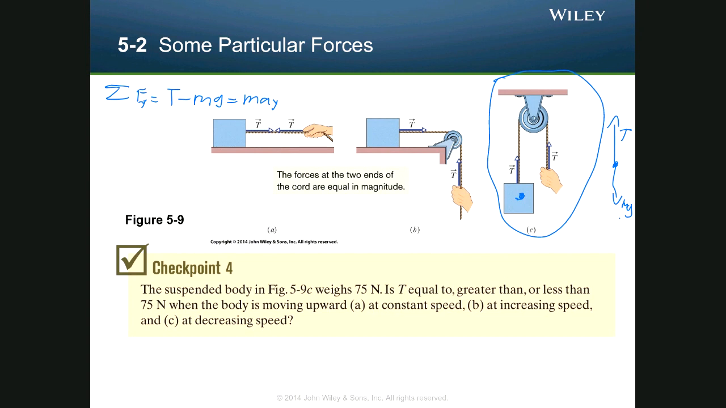So now we can look at it. Oh, we've already got one reported in. So in the first one, in A, ay will equal 0. So therefore, we have T equal to, right? Because ay goes to 0, T is just equal to mg. Now, for B and C, try them on your own.